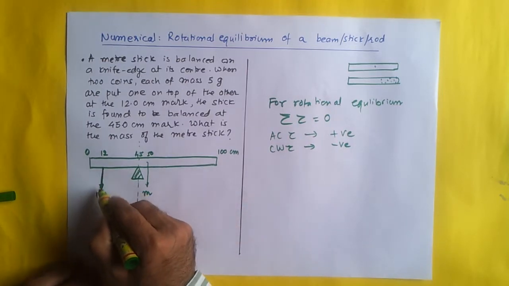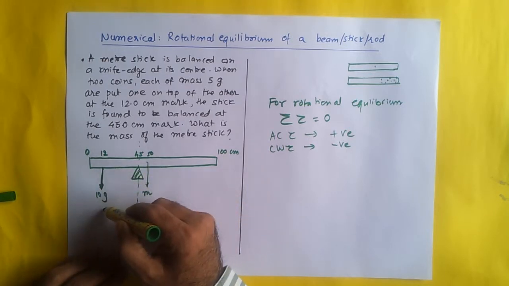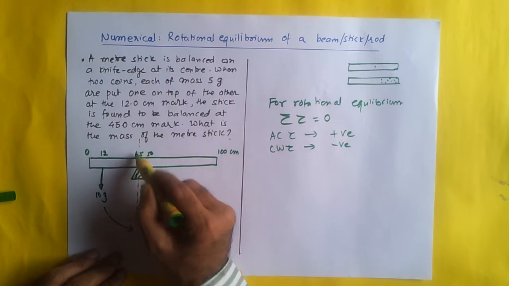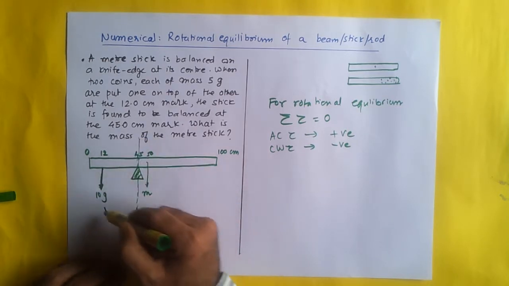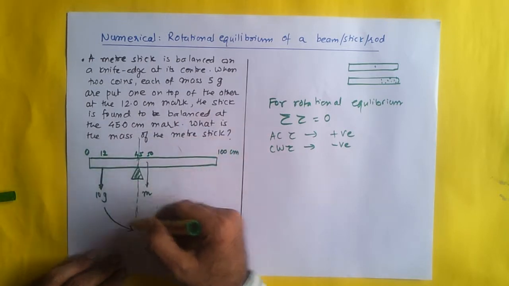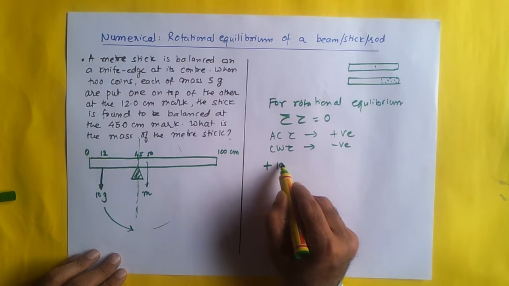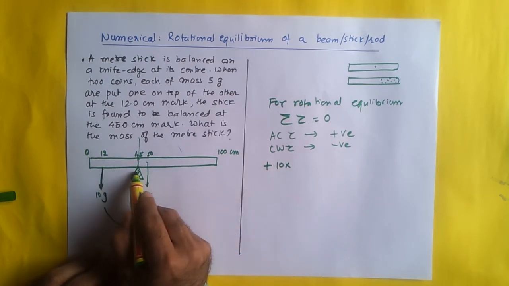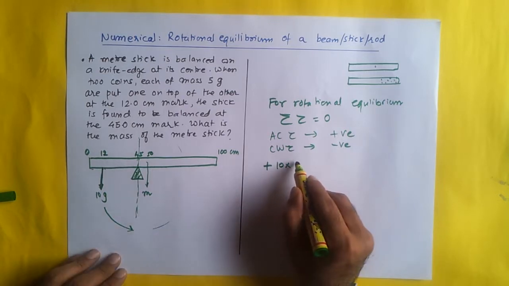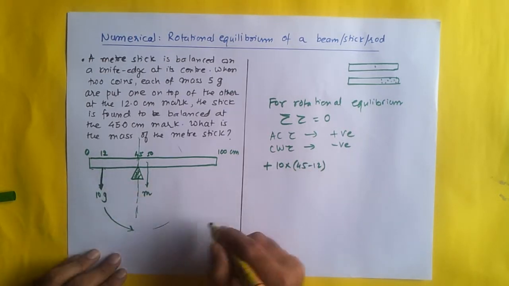This is the axis of rotation. This particular force will tend to take the rod in this direction, because it is acting on the left hand side of the axis of rotation. That means it is creating an anti-clockwise torque. So plus 10 gram force. What is the distance from the axis of rotation? This is at 12 centimeter and the axis is at 45 centimeter. So this would be 45 minus 12. This is the torque applied by this force.